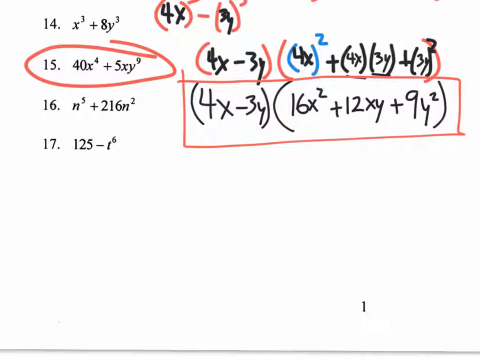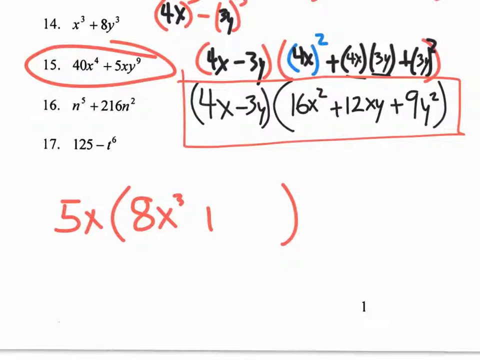I could pull out a 5, and I could also pull out an x. If I pull out a 5x, what am I going to have left? 5 times 8 is 40. And if I pull out one of those x's, I'm still going to have 3 left inside the parenthesis. And then, if we pull out a 5x from here, the 5x is no longer going to be there. It's just going to be a y to the 9th. So I'm going to put plus y to the 9th. Okay?